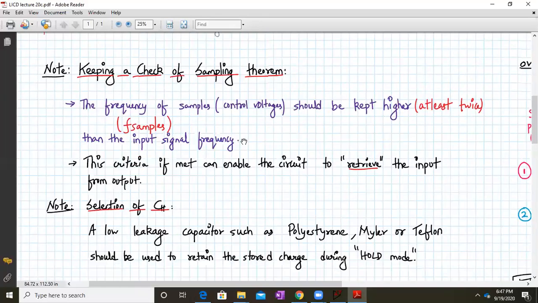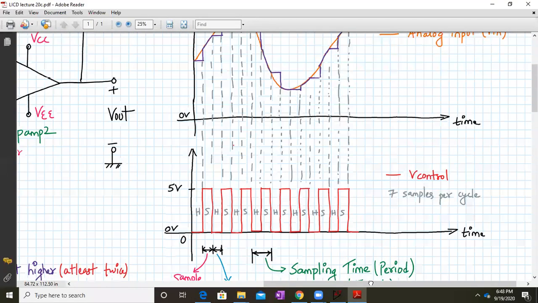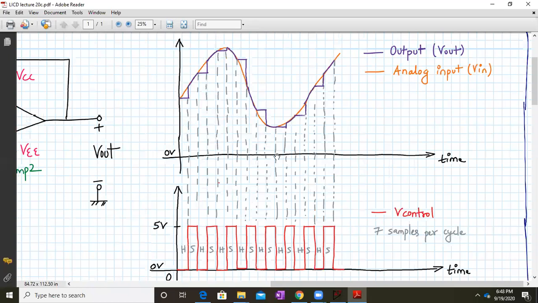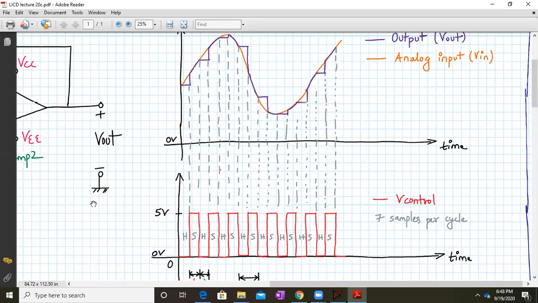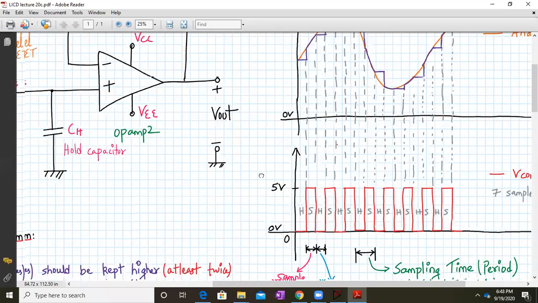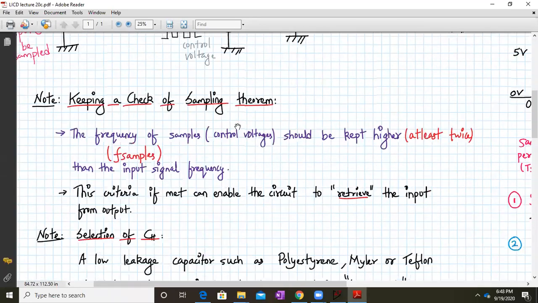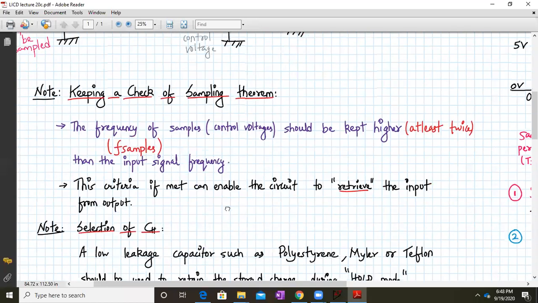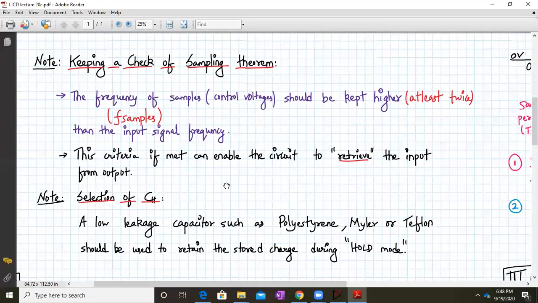Now we have to keep a check of the sampling theorem also. The sampling theorem says that the sampling frequency should be kept at least twice the input signal frequency. Here we have done that. The input signal completes one period over here, and we have kept the sampling frequency much greater than that. So always keep a check on the sampling theorem, the Nyquist criterion. This criterion should be met; then it will be easier for the circuit to retrieve the input from the output.